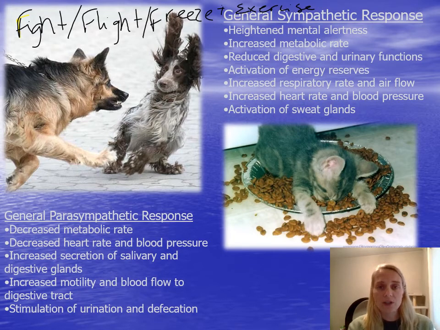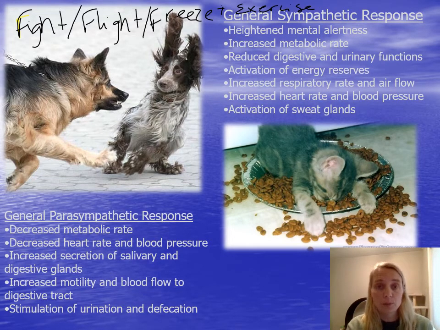Reduced digestive and urinary functions. Those are non-vital functions at this moment of crisis. So blood usually gets diverted away from those organs into the skeletal muscle and brain. Activation of energy reserves, those adipocytes, the release of glycogen from your liver, all dumping nutrients into your bloodstream to then go and be metabolized by your skeletal muscle and brain neurons. To drive all of that increased metabolic activity, we have an increased respiratory rate and airflow to bring in oxygen and get rid of the excess carbon dioxide that's being produced.